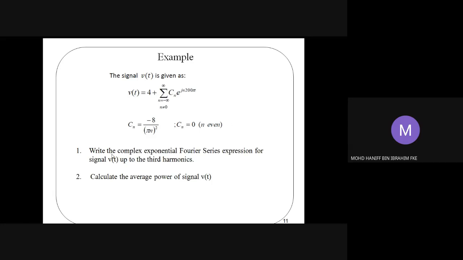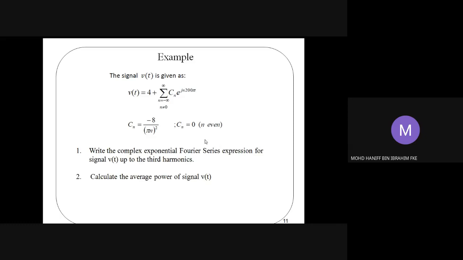Based on this, we need to write the complex exponential Fourier series expression for v(t) up to the third harmonic. It's nothing much here, just an expansion of the equation and substituting the Cn into it. Expanding up to the third harmonic means that the summation must start from negative 3, then followed by negative 1. So we have 4 here, which is for n equals 0, and then followed by n equals 1, and finally n equals 3. That should be up to the third harmonic, because there should be no value of Cn for even values.